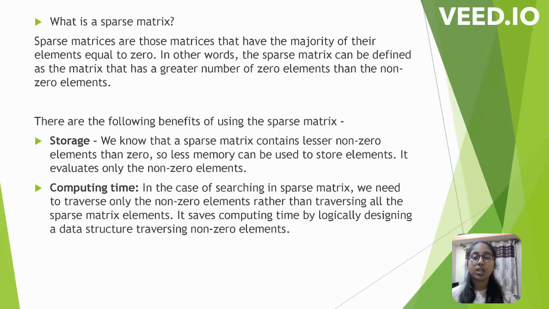Storage: we know that a sparse matrix contains more zero elements than non-zero elements, so less memory can be used to store the elements. It evaluates only the non-zero elements. Computing time: in the case of searching in sparse matrices, we need to traverse only the non-zero elements rather than traversing all the sparse matrix elements. It saves computing time by logically designing the data structure to traverse only the non-zero elements.